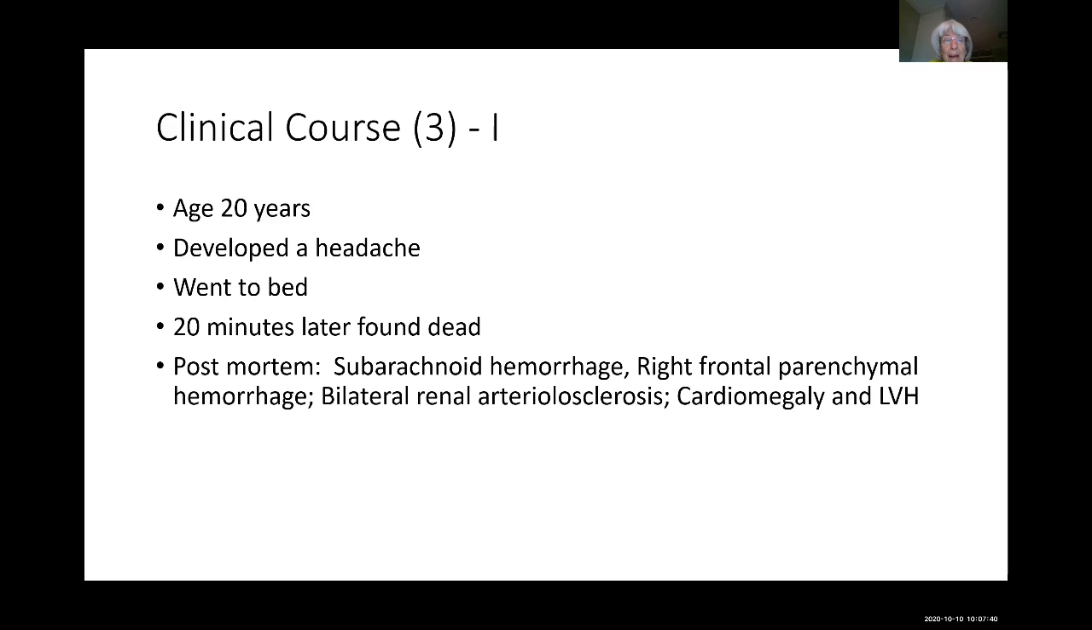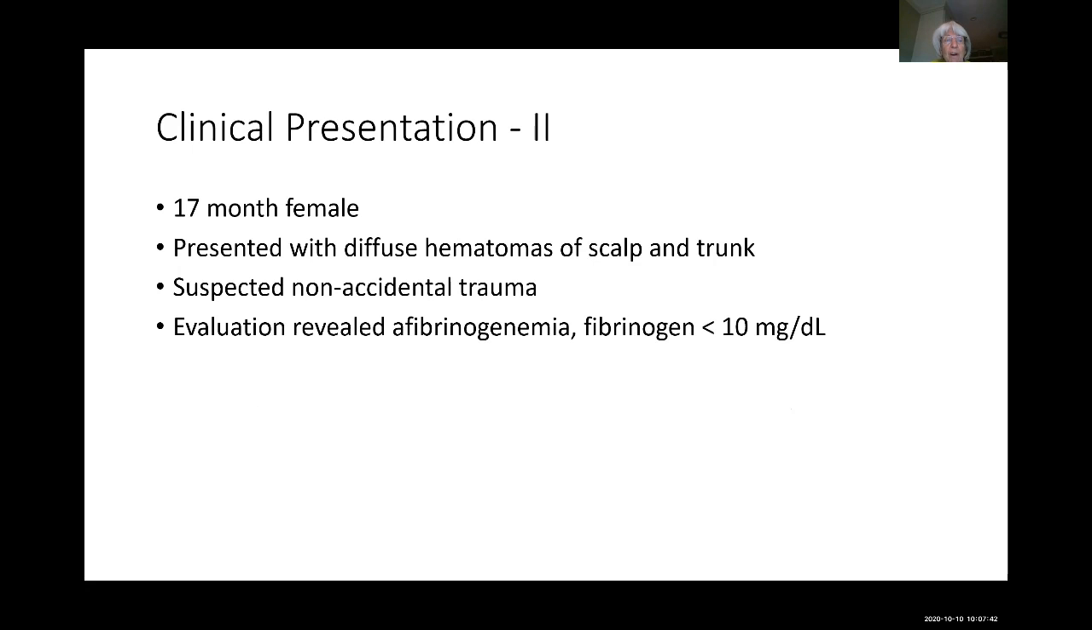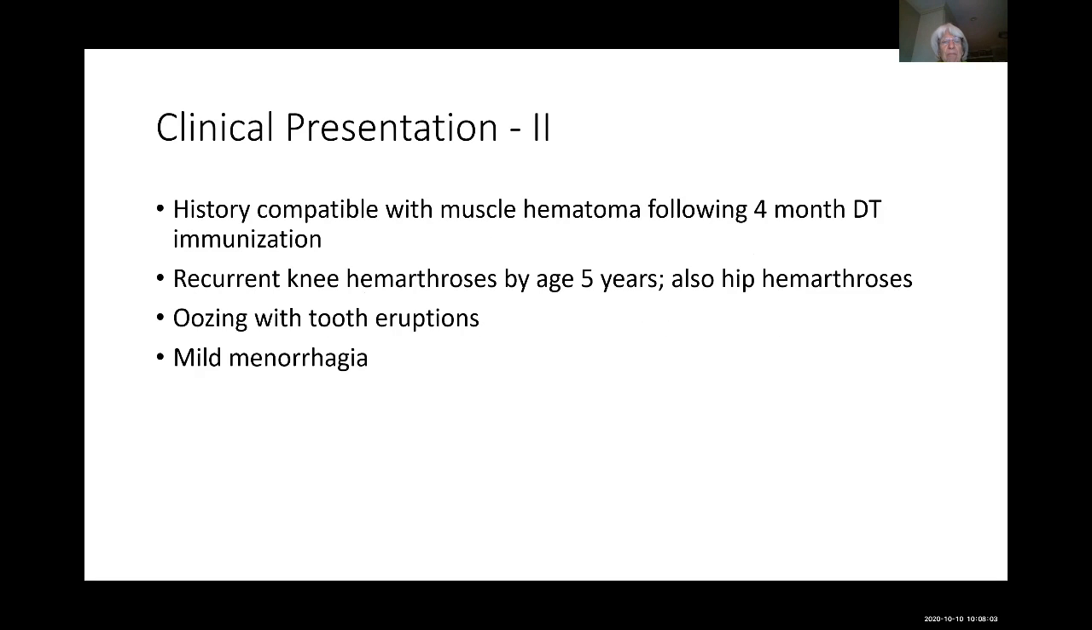So after he passed away, I met another young child, a little girl who was 17 months old, and she presented a little after a year with diffuse bruises and hematomas on her scalp and her trunk. Of course, non-accidental trauma was suspected, and her parents were questioned about this, but a blood evaluation was done, and it revealed that she had afibrinogenemia. Looking back, she had a history that suggested a muscle bleed at 4 months when she got her immunizations from the needle in her muscle.